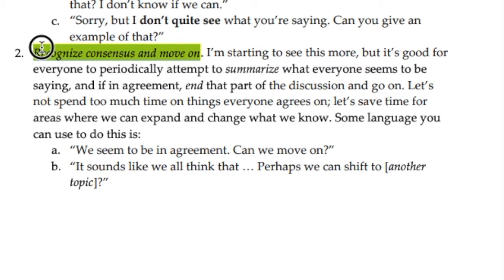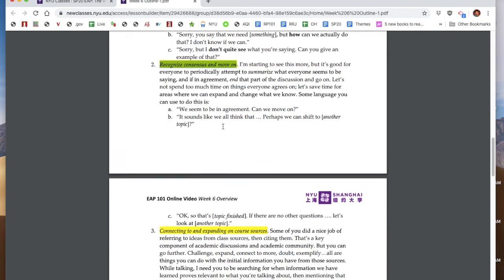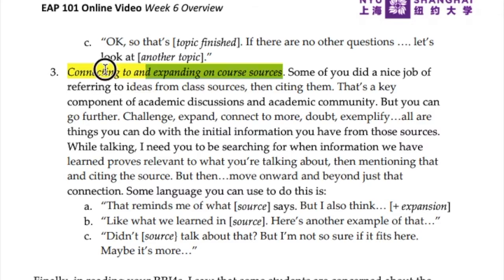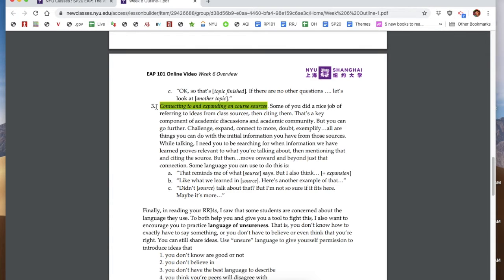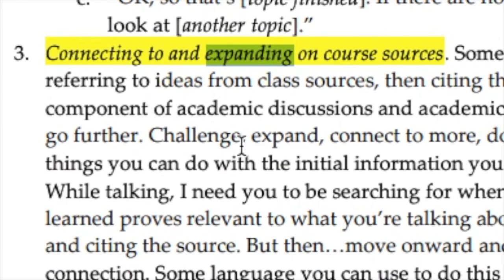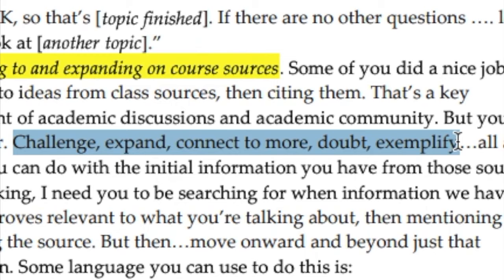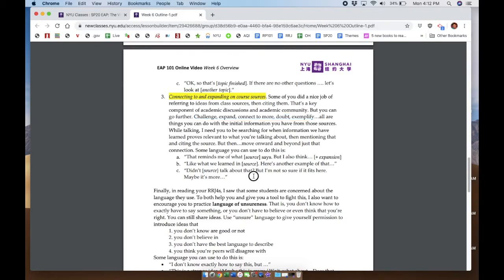I want us to practice realizing when the conversation seems to have consensus about a topic and getting on to something else. Again, I've given some language to help you do that. And finally, I want everyone to make sure that they're practicing connecting the ideas that they're talking about with the different sources that we've used in class and expanding on that too. And again, here's some different things you can do to help expand on those ideas in the course. Again, I give you some language to do that.